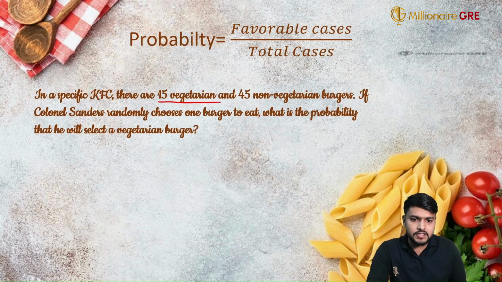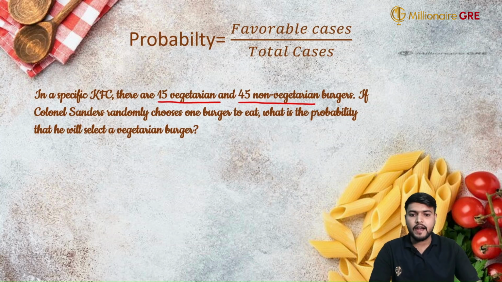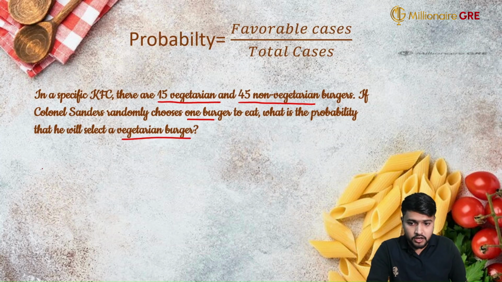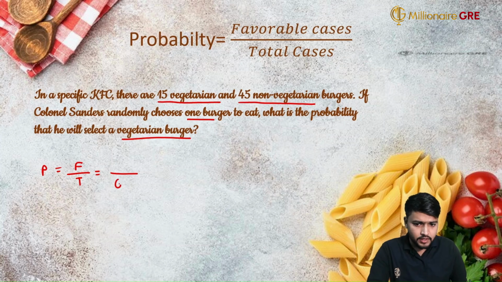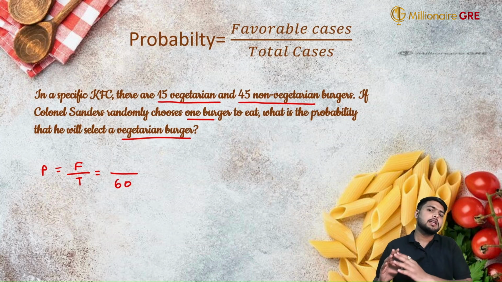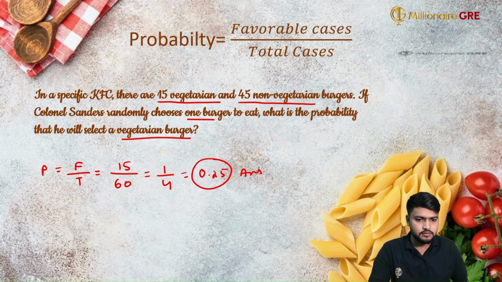There are 15 vegetarian and 45 non-vegetarian burgers. If Colonel Sanders randomly chooses one burger to eat, what is the probability he will select a vegetarian burger? We are asked to find probability, and that is favorable upon total. Here total cases means the total number of burgers, which is 60. And favorable means the number of vegetarian burgers, which is 15. So this is 1/4 or 0.25, and that is our answer.